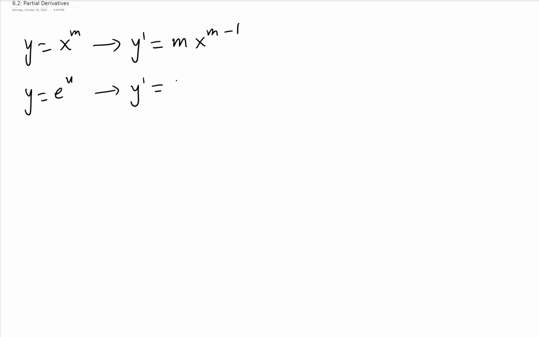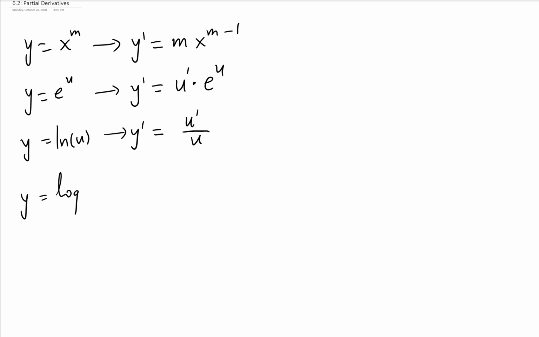So 6.2, the partial derivatives. First, I want to recall the formulas for derivatives. If y equals x to the m, y prime is m x to the m minus 1. If y equals the exponential function, y prime, we learned it as u prime times itself. If it's natural log of u, we learned y prime to be u prime over u. If it's log u base a, y prime is u prime over u natural log of a.